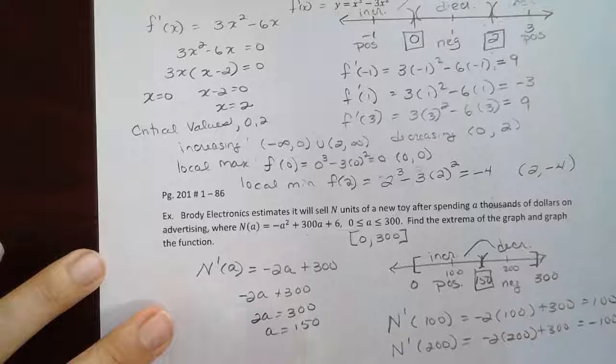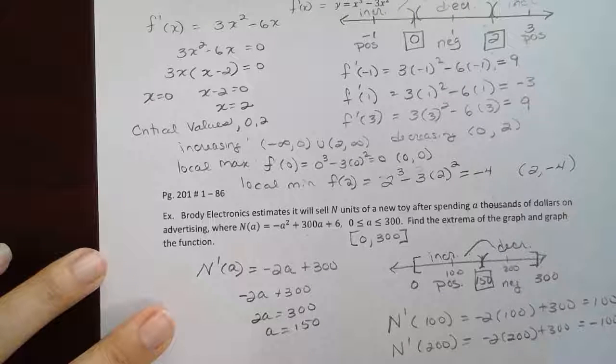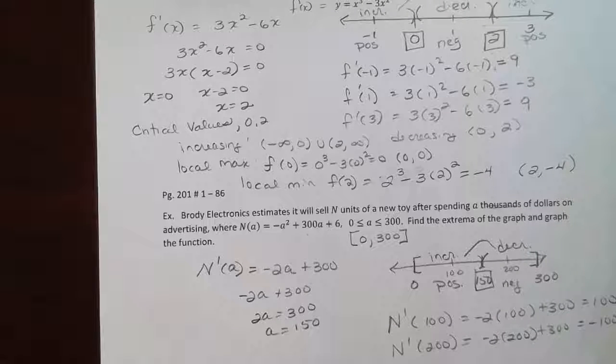So then local max at A is equal to 150. So $150,000 they'd be spending on advertising. And when we do N of A, it will be negative 150 squared plus 300 times 150 plus 6, which is equal to 22,506. We're going to be selling 22,506 units. Now, if we spend less on advertising, we won't have reached our maximum. If we spend more on advertising, we'll actually be selling less, so that would be wasted money.